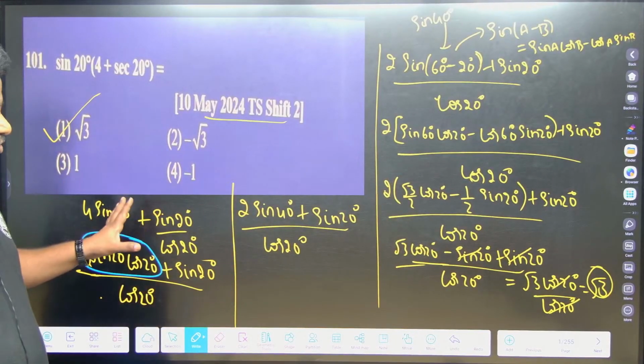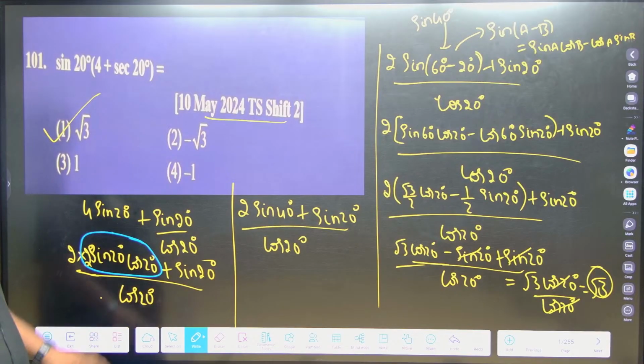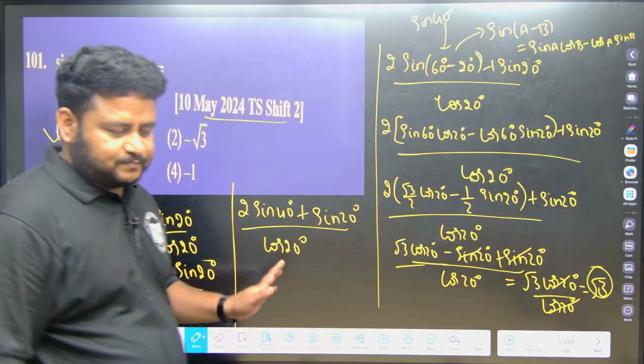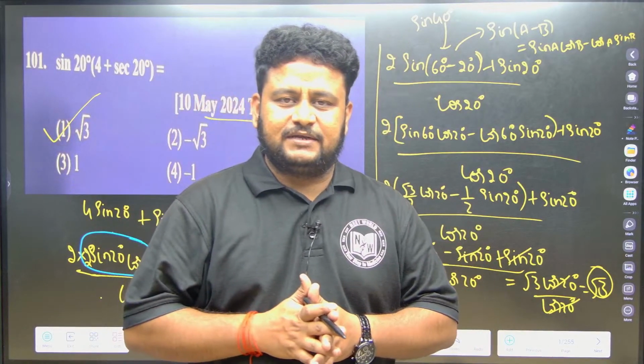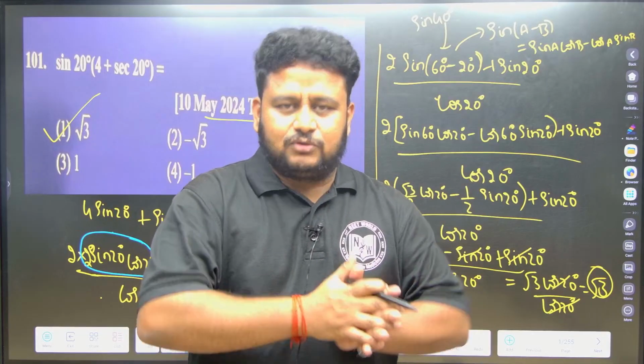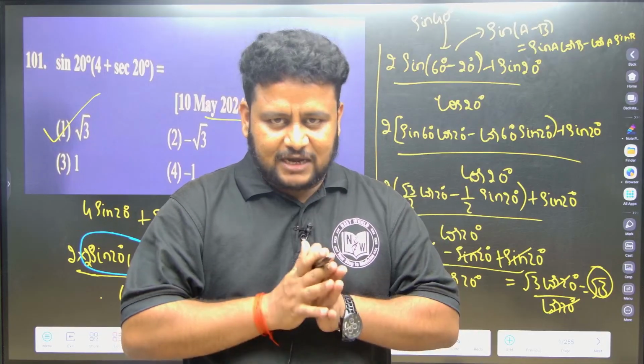Okay, a fairly simple question. We have applied the concept of sin of A minus B, that is the compound angles formula. Clear friends? This is the way we have to solve this question. I hope it is clear to you. So this is how we have learned various concepts of trigonometry, connecting from your 10th syllabus to 11th and 12th syllabus. Clear friends? I hope it is useful.